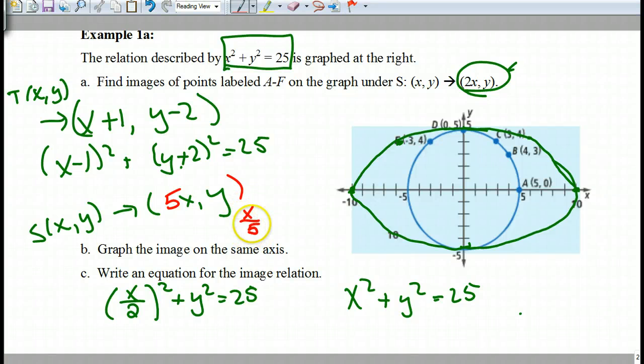Yep, x over 5 squared plus y squared equals 25. It's always the opposite of what this is when I put it into the equation. Just like up here, when we were adding and subtracting, we did the opposite of what the translation said. Is it actually 5? Yeah, it's 5x, so then I would divide x by 5.